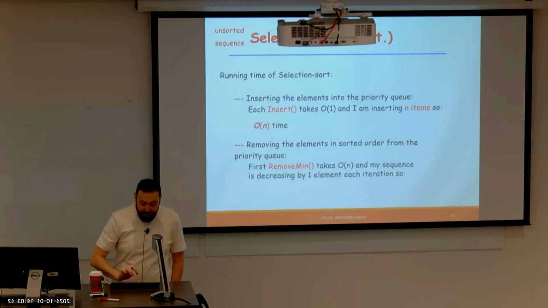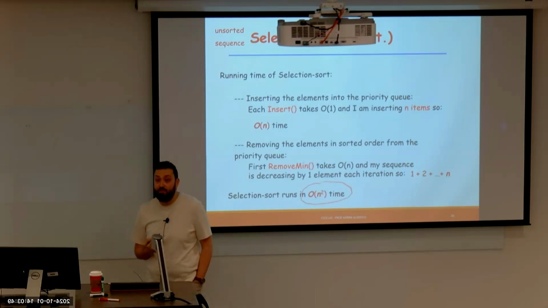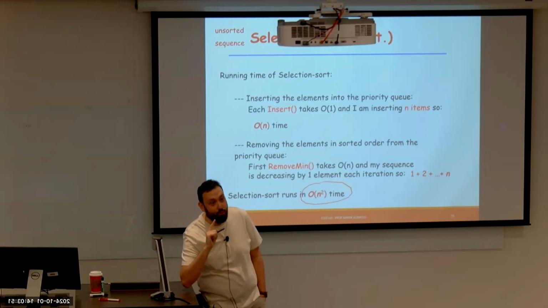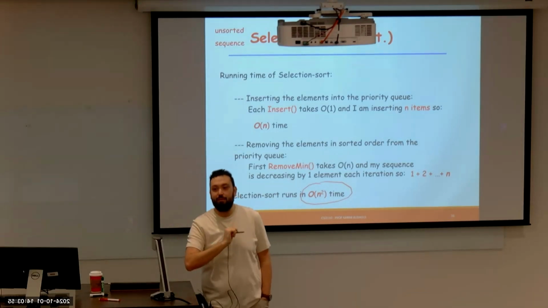Okay, guys, so O of n and then remove is going to be O of n squared. So that's why actually selection sort and insertion sort, both of them will end up with O of n squared. And that's why you're going to learn merge sort and quick sort because they are better.